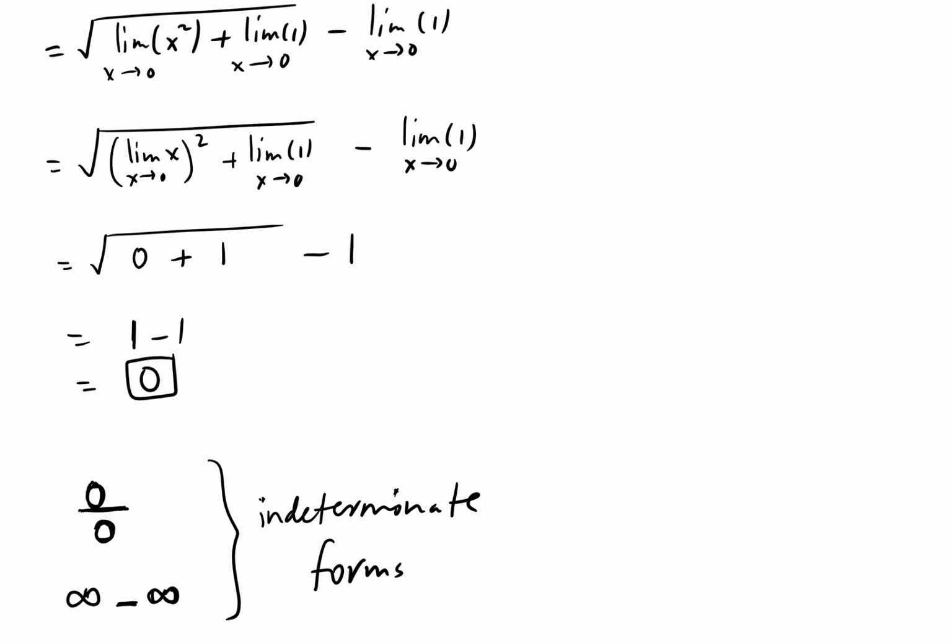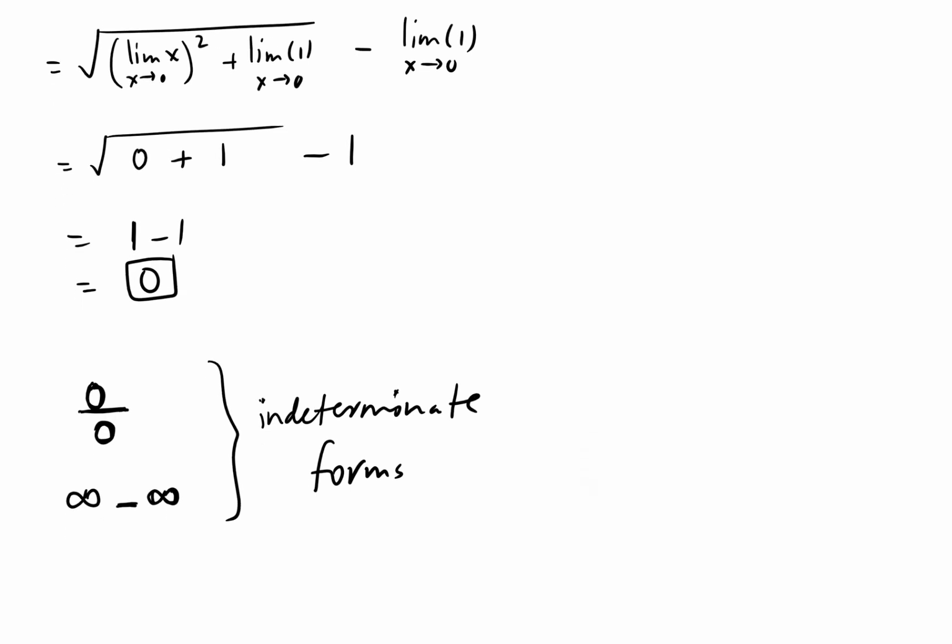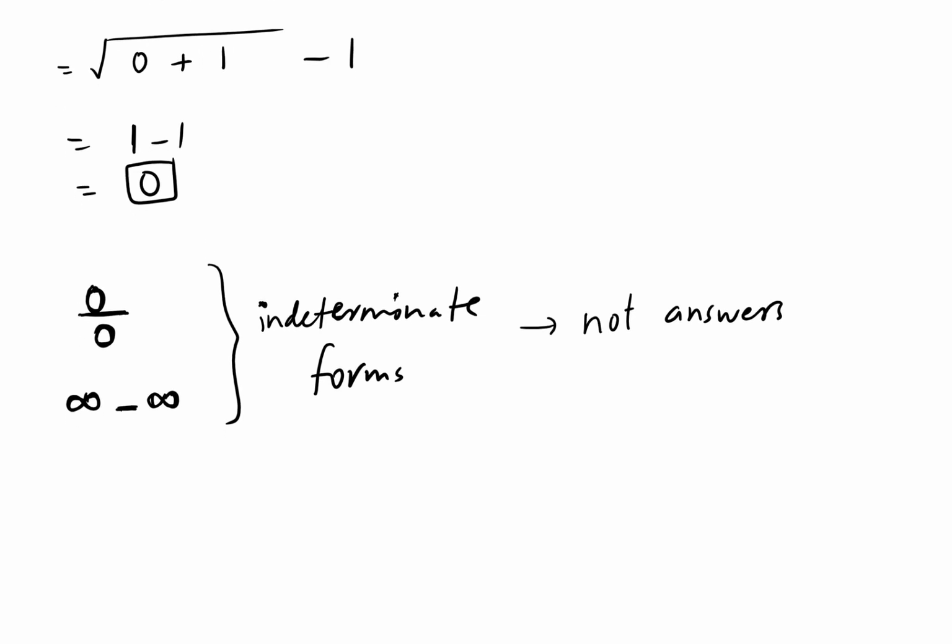So what happens in this case is that since we call them indeterminate forms, those are not considered answers. So when they ask you to find the limit and you get one of these, 0 over 0, infinity minus infinity, those are not final answers. So we have to use a trick to get rid of this.